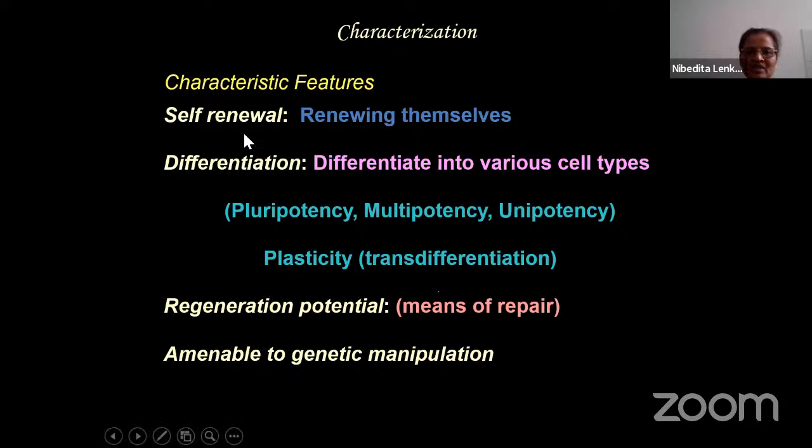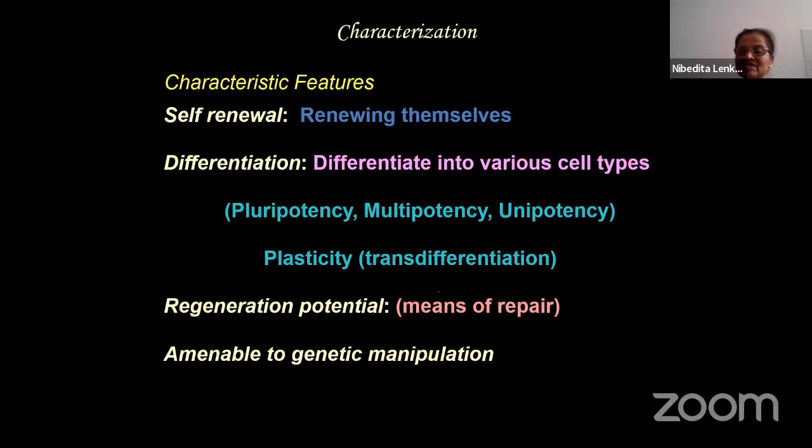Then comes differentiation. Differentiation, I have already mentioned, with specific potency: pluripotent, multipotent, unipotent. Totipotent I have not categorized here, because whatever stem cells you are getting, either from embryonic or adult sources, they can give rise to only these particular cell types. Either they can be pluripotent, giving rise to all the cell types in our body, multipotent or unipotent. There is even plasticity, as I was telling you: they can cross the lineage barrier and transdifferentiate into different cell types. So, based on these, we can characterize whether they are undergoing cell renewal or not by propagating, and whether they are undergoing differentiation based on what cells we are interested in.